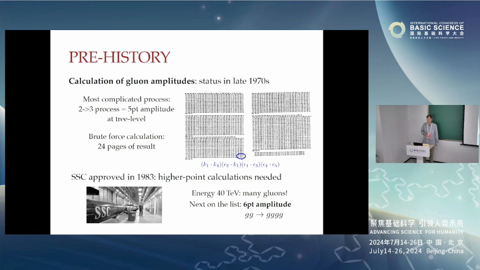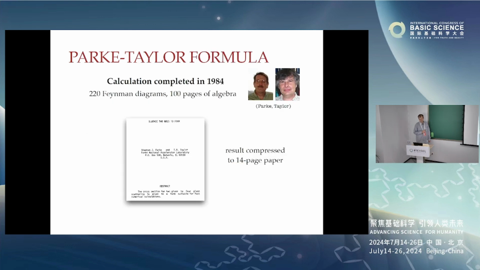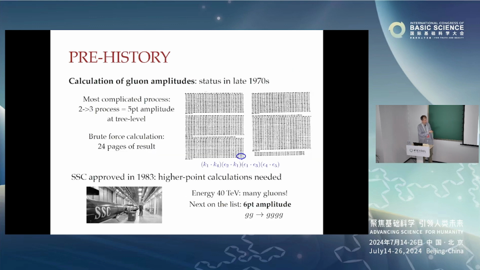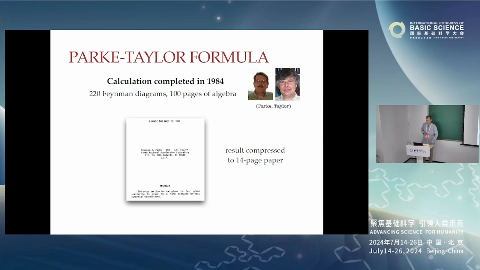And this calculation was completed in 1984 by Stephen Parke and Tomasz Taylor. Again, Feynman diagrams were used. 220 Feynman diagrams contribute to this given process, and the result is roughly 100 pages of algebra, like here. Parke and Taylor, once they finished the calculation, used supercomputers back in 1984 and compressed the result into 14 pages, which can be printed in the paper.